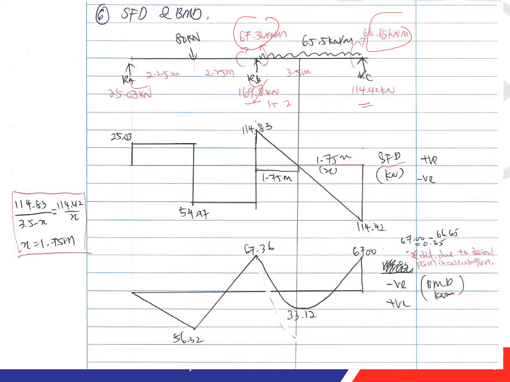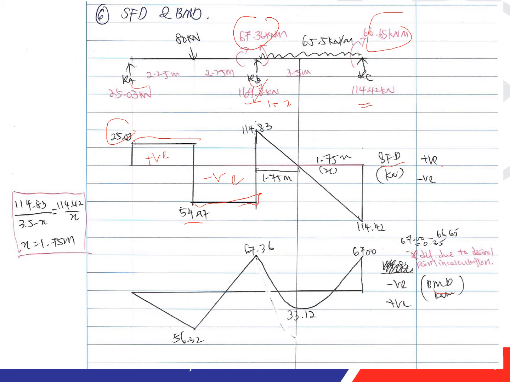So I show in this example. RA you have 25.03 kilonewton. Here you have nothing, so it's a straight line. And then you have 80 kilonewton moving downward. Going upward we assume positive, going downward we assume negative. So you have negative 54.97 kilonewton. Here is positive, here is negative. Here you have nothing, so it's a straight line.